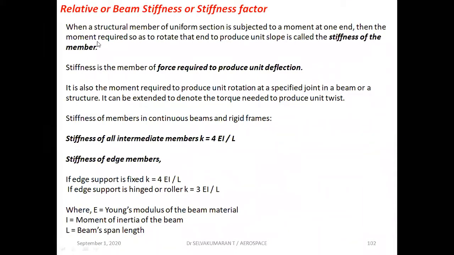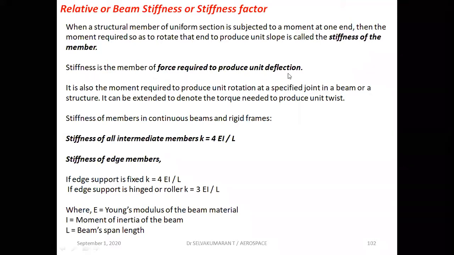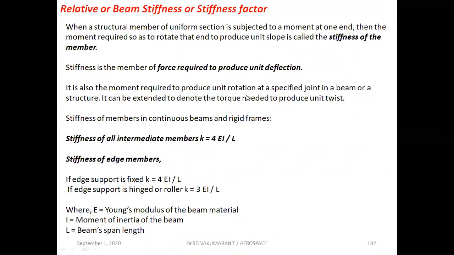Now, what is relative stiffness, or beam stiffness, or stiffness factor? When a structural member of uniform section is subjected to a moment at one end, then the moment required to rotate that end to produce unit slope or unit angle is called the stiffness of the member. So stiffness is the force required to produce unit deflection, that is Newton per meter or Newton per millimeter or kilonewton per meter. It is also the moment required to produce unit rotation at a specified joint or support in a beam or a joint in a structure.